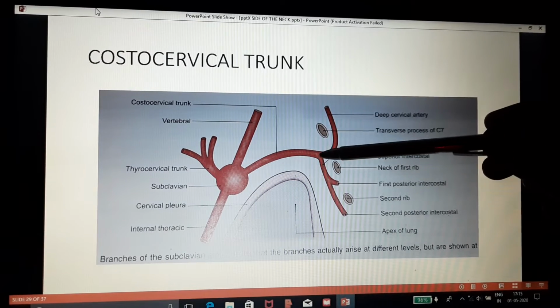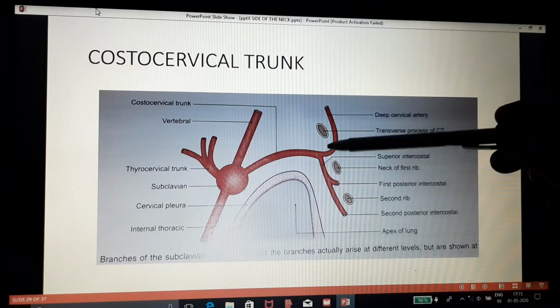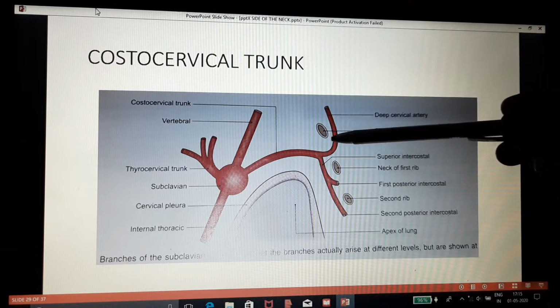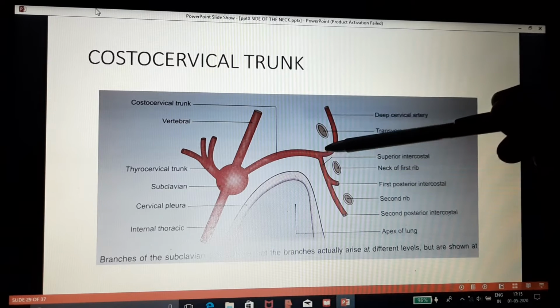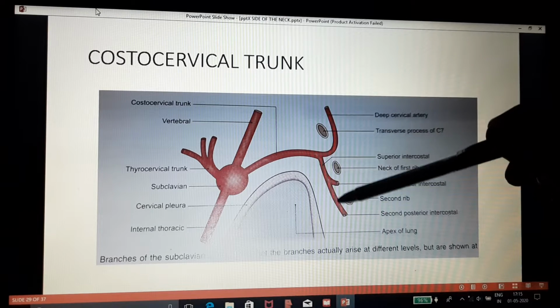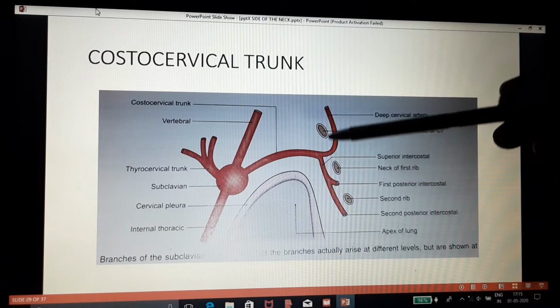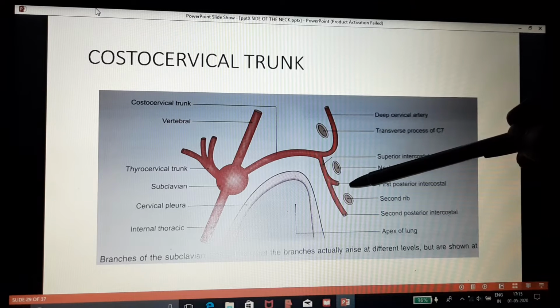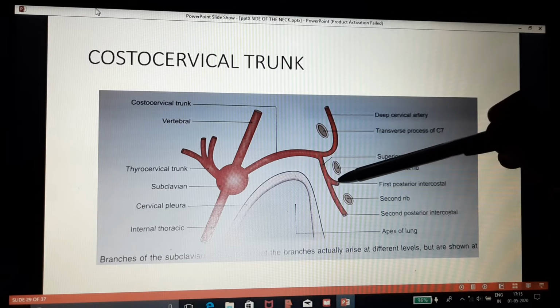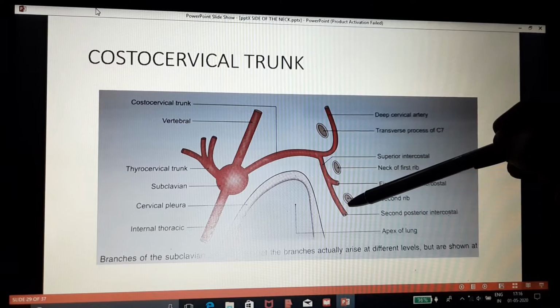In the posterior part, it divides into the deep cervical artery, which runs upward behind the transverse process of the cervical vertebra, and the superior intercostal artery, which runs anterior to the first and second ribs. In the first and second ribs, the superior intercostal artery gives the first and second posterior intercostal arteries, as you already read in the thorax.